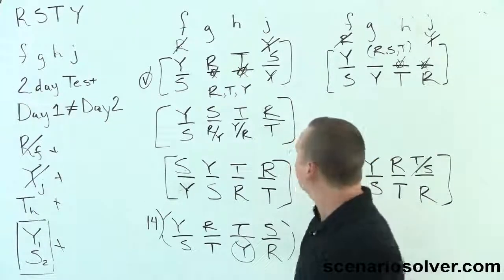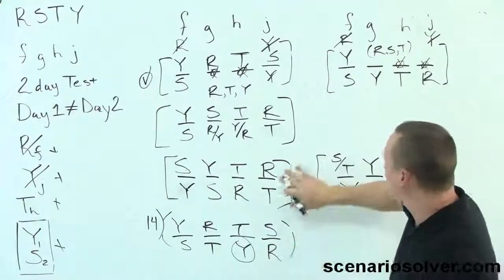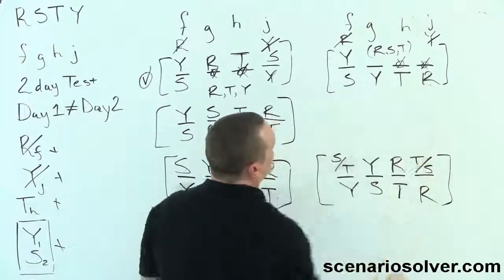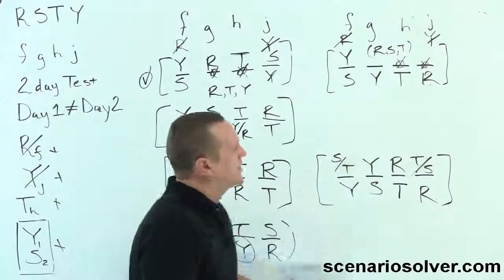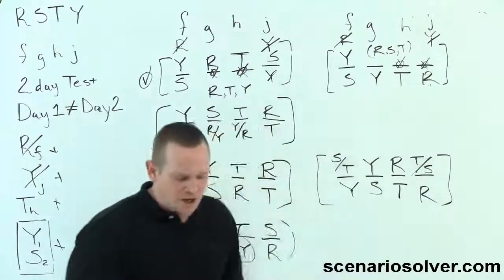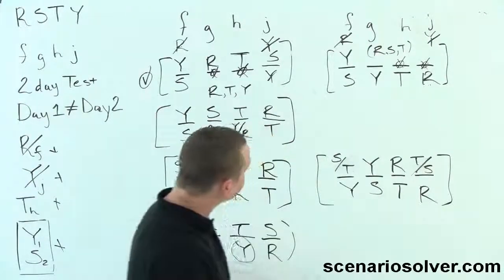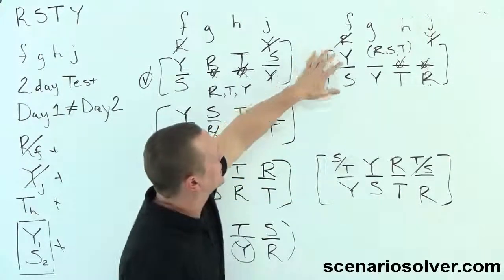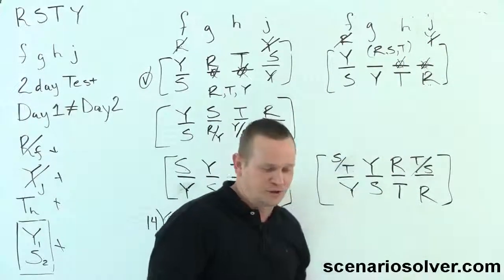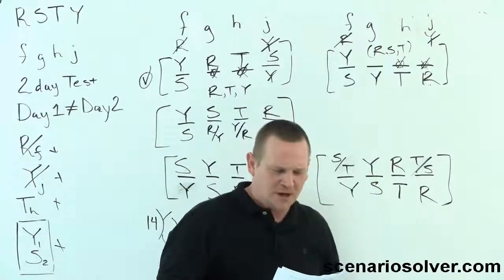B, R tests J on the second day. So let's just go through our scenarios here. Right here it occurs. In the fourth scenario, R is testing J on the second day. Because that could be true, that is not the answer to the question because we're looking for what cannot be true. C, S tests H on the first day. Right here in this scenario, S can occur right here. So that could be true. As such, it is not the answer to the question because we're looking for what cannot be true.